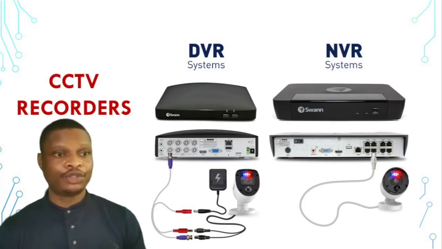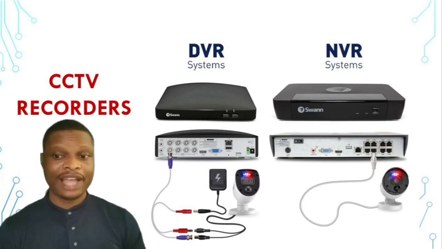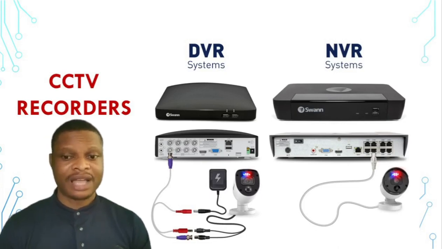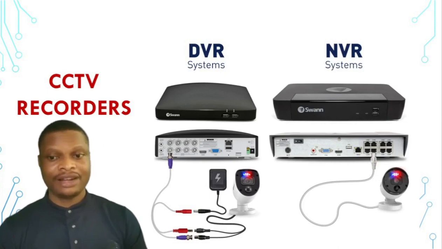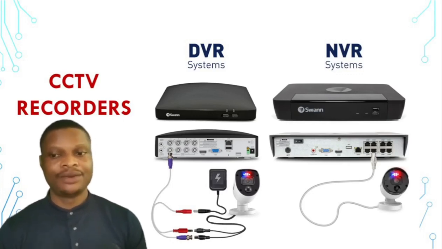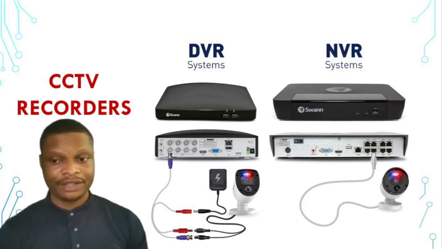No matter which option you choose, you will need to set up before CCTV installation can be complete. Let's look at the DVR system and NVR. The DVR is digital video recorder, while the NVR is network video recorder. The DVR is normally analog in nature, then the NVR is normally network in nature. Analog in the sense that it's connected via BNC and coaxial cable to your cameras, while the NVR is through network, that is, you use network cable.